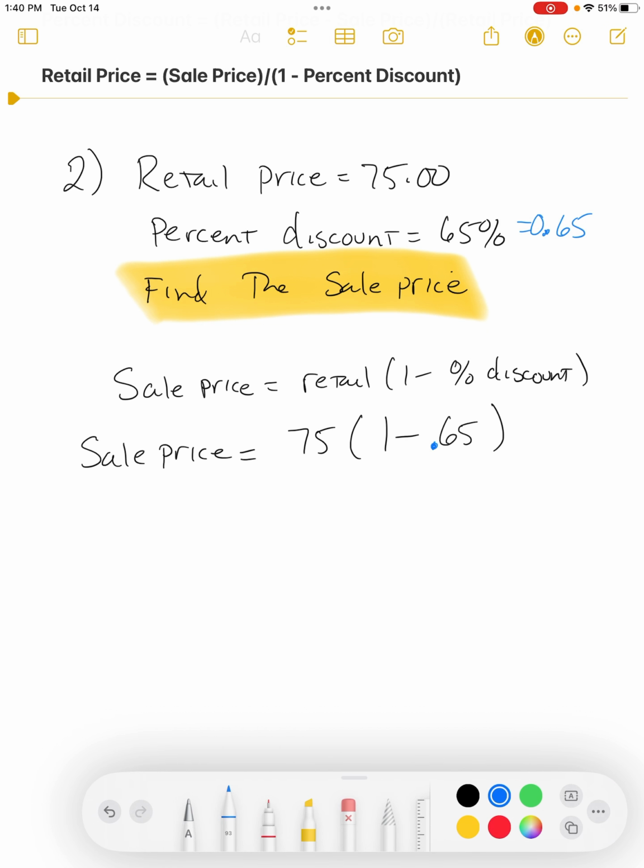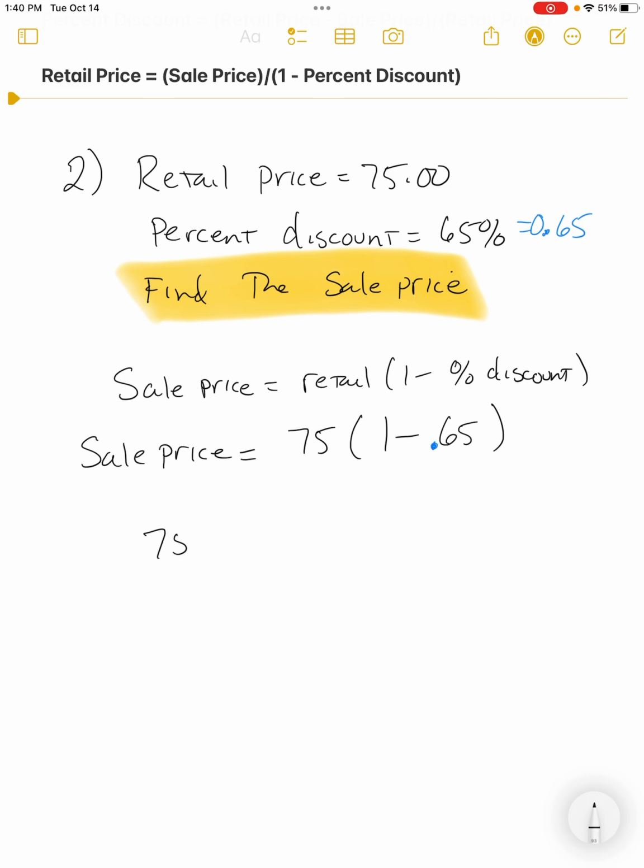In my calculator, I am just needing to type in 75 times, open parentheses, 1 minus 0.65, close those parentheses, and hit equals. I can type it in exactly how I see it. I don't even think you need this times here. It would know what to do next to a parenthesis, but I always put it.